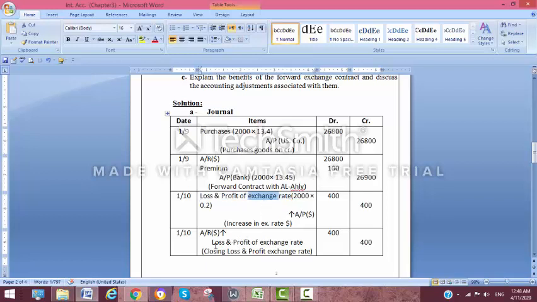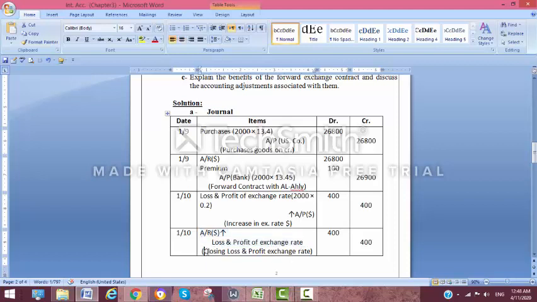When you come to close it, you need to close by credit: loss of exchange rate by credit. And I carry the debit to the bank, meaning I carry this money to the bank. How do we record this in the journalized entry? I carry the debit to the bank by the accounts receivable.